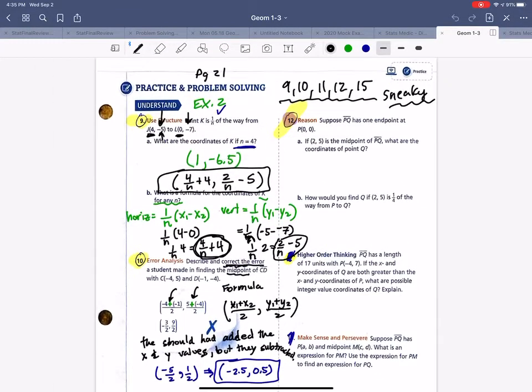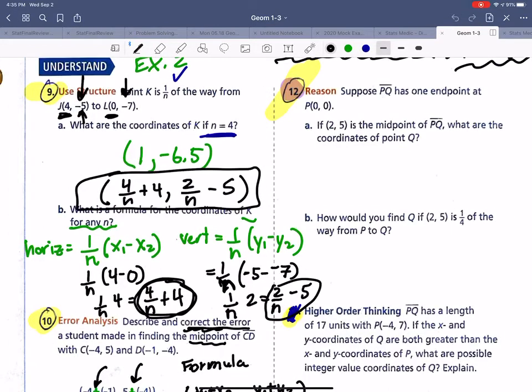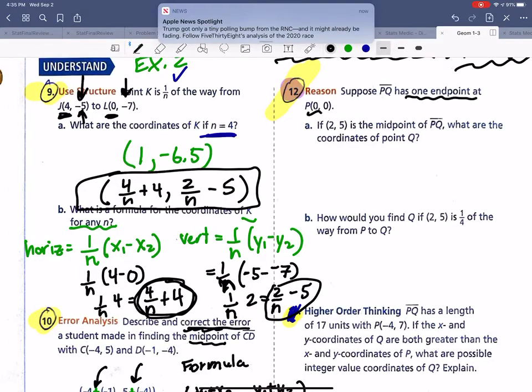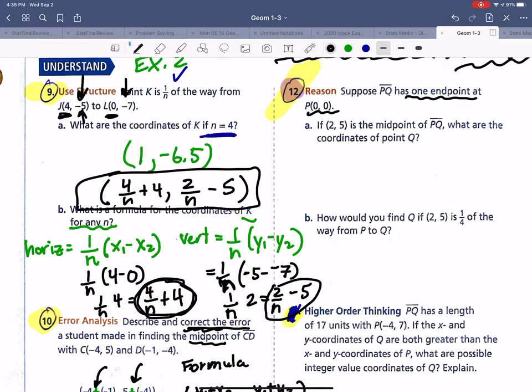So now it says, suppose PQ has one endpoint 0, 0. If 2, 5 is the midpoint of PQ, what are the coordinates of Q? So let's think about this for a minute. One endpoint is 0, 0, right there on the origin. And if we had a point 2, 5, that they're saying is actually the midpoint of PQ. So I'm going to call that M for midpoint.